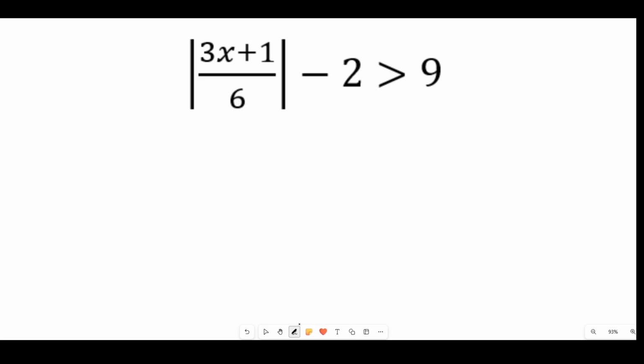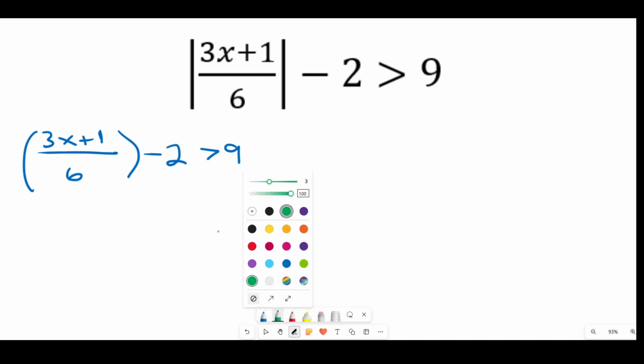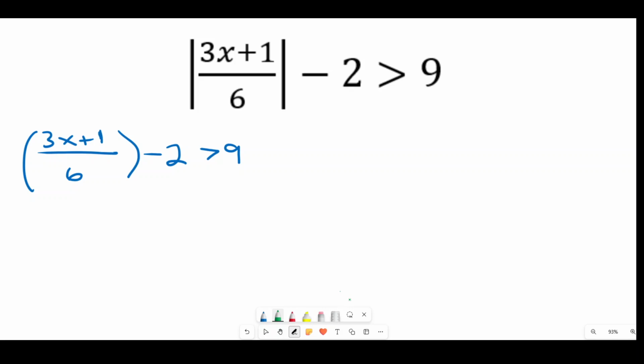I'm not going to, just because I've sort of trained myself to always do this step first so that I don't forget to do this step. But obviously there's nothing wrong with it. So that is the first equation. Again, I've just rewritten the absolute value signs as a normal bracket and everything else stayed the same.